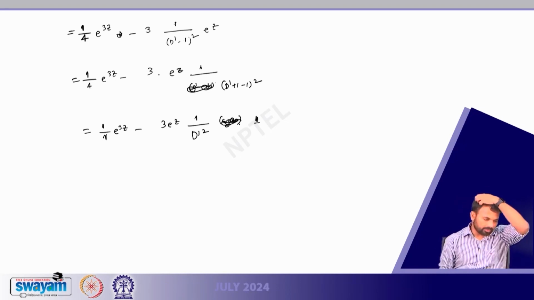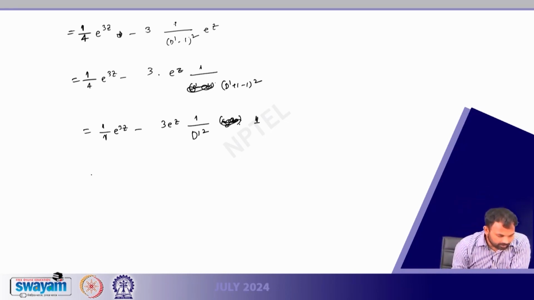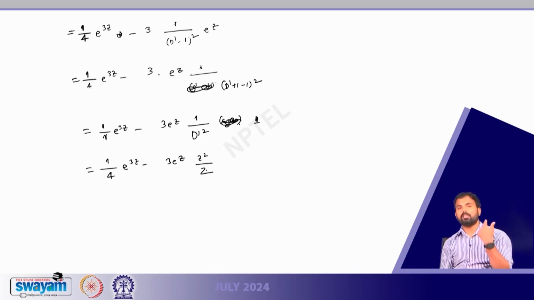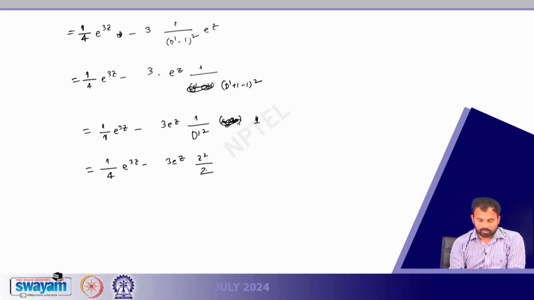So, this is D dash square of 1, that means we are integrating twice, right. So, this will become 1 by 4 e to the power 3z minus 3 e to the power z times z square by 2. That means we did the integration twice, so z square by 2. So, this is the required particular integral.